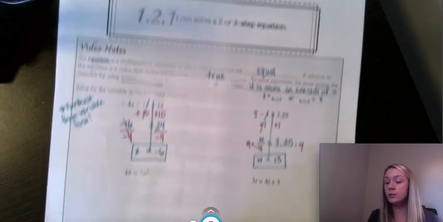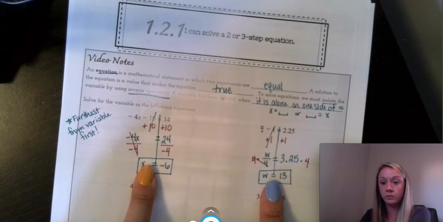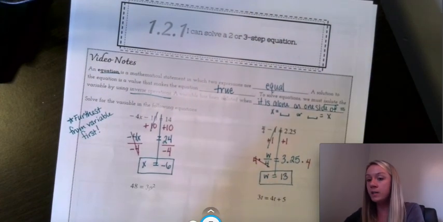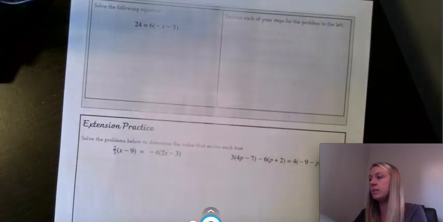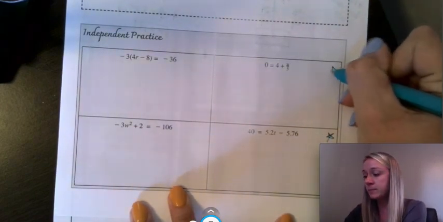Okay, so you notice we do have other examples. We're going to pause on those. So we did these two, so you should have these done. Then I want you guys to flip to the independent practice. In the independent practice, excuse me, I want you to do this one and this one, so the two on the right.